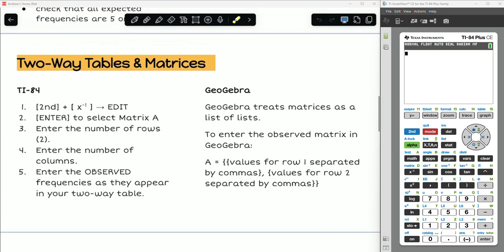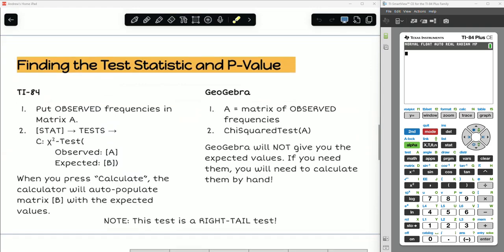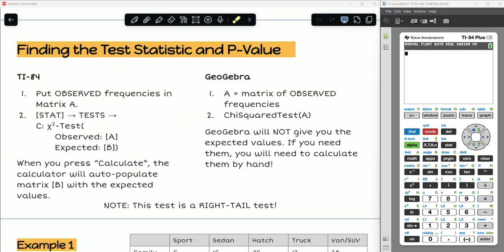Quick reminders, because we are working with two-way tables, this is going to work exactly like it did for a test for independence. You're going to have to enter your data into a matrix either on the TI-84 or on GeoGebra. And the function call is exactly the same. On your TI-84, you're doing chi-squared test, and you're going to tell observed A, expected B, and run calculate. On GeoGebra, observed in matrix A, chi-squared test, the name of your observed matrix. So in terms of the calculator math, exactly the same as our last test.